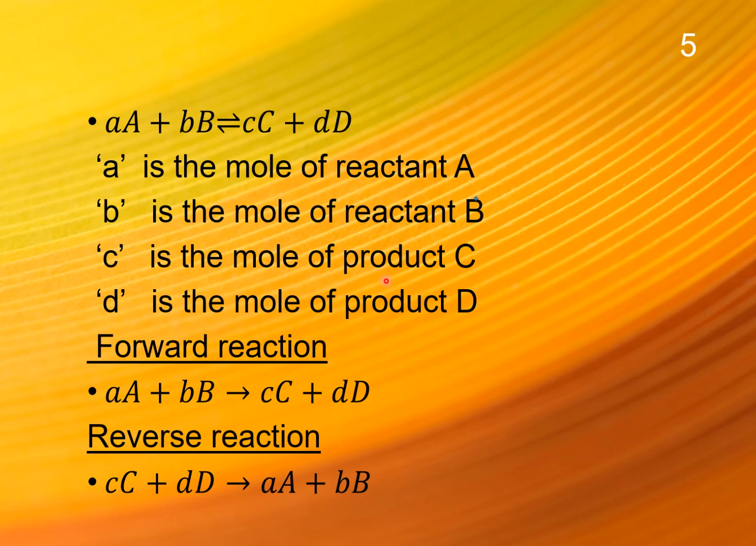Consider a hypothetical reaction. A reacts with B and forms products C and D. In this reaction, small a is the moles of reactant A, b is the moles of reactant B, c is the moles of product C, and d is the moles of product D. The forward reaction is A reacting with B to form products C and D. The reverse reaction is products C and D decomposing to form A and B.